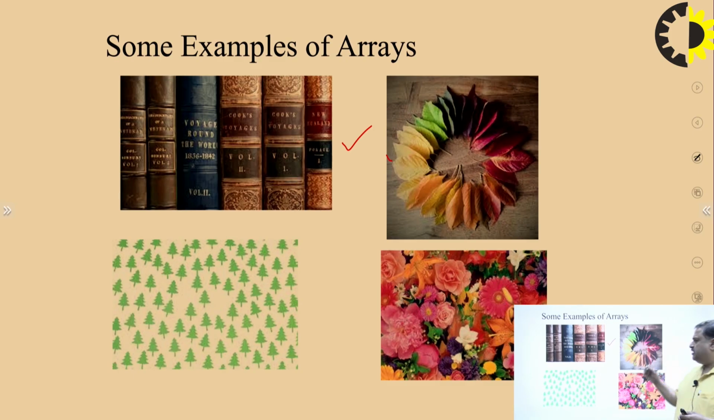Like for example here, this is an array of leaves. These leaves may be of different colors and different sizes. That is the value of their characteristic, but they all belong to the same class, leaves. Here we have collected leaves and we can say that this is an array of leaves. Similarly, we have an array of trees, an array of flowers. I hope now you understand the concept of what we call an array.